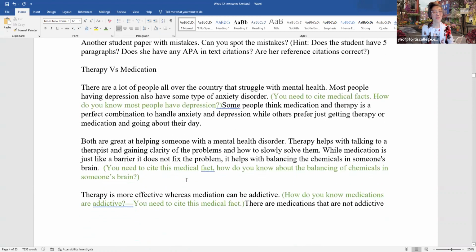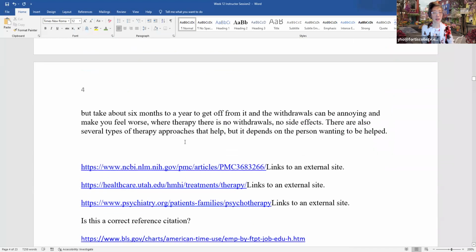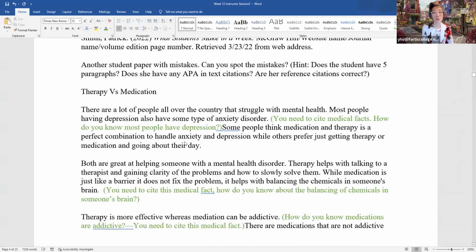Anyway, therapy versus medication. So here she has a lot of medical facts, but she does not cite it. So there are a lot of people all over the country that struggle with mental health. Most people who have depression also have some type of anxiety disorder. Now, how does she know that people who are depressed have anxiety disorder? Did she just make it up off the top of her head, or did she read that somewhere and had to cite the source? So if you have a medical fact, you need to cite the medical facts.